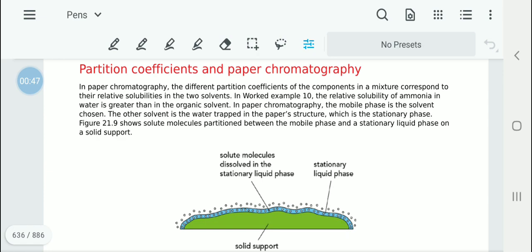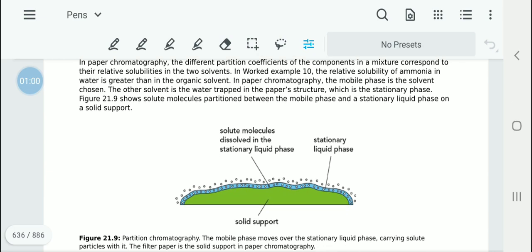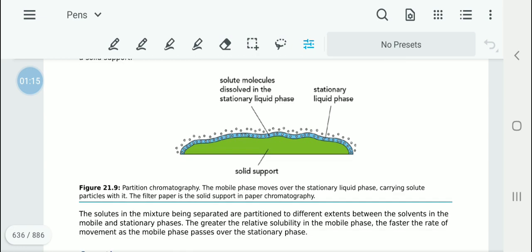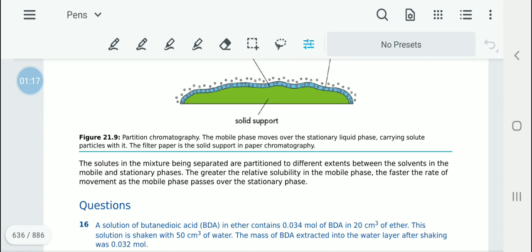The mobile phase is the solvent that we choose. The other solvent is going to be the water trapped in the water structure, which is going to be the stationary phase. So in this figure, we can see the solute molecules are partitioned between the mobile phase and the stationary liquid phase on a solid support.